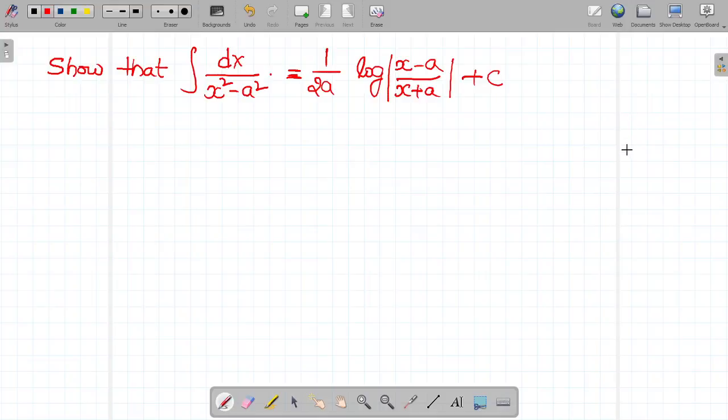Hi friends, today our topic is proof of second standard integral formula. Okay, let's go to the problem.